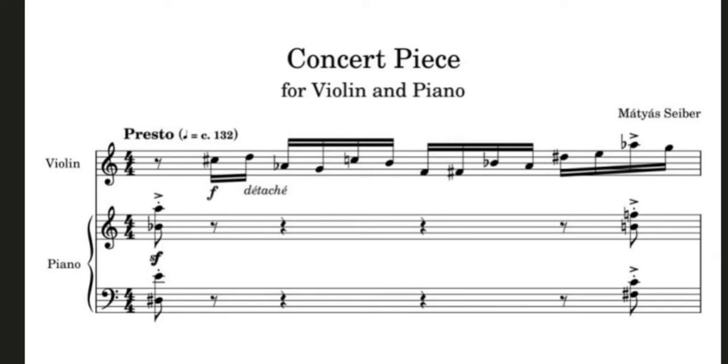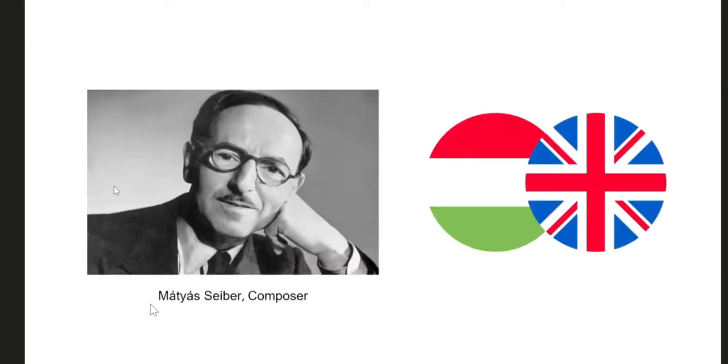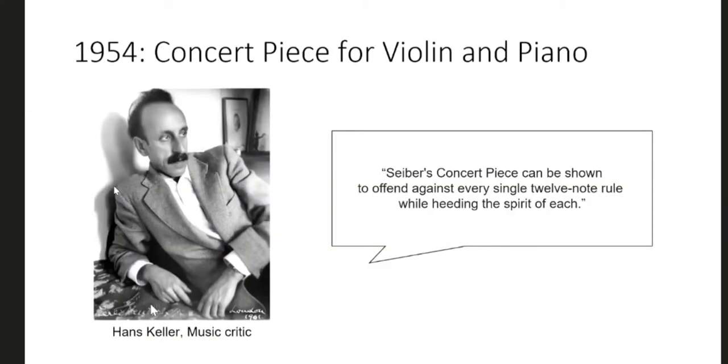Today, we would like to use Seiber's concert piece to explain how this 12-tone piece could be presented in an unconventional way. Matyas Seiber is a Hungarian-born British composer. The concert piece for violin and piano was composed in 1954.